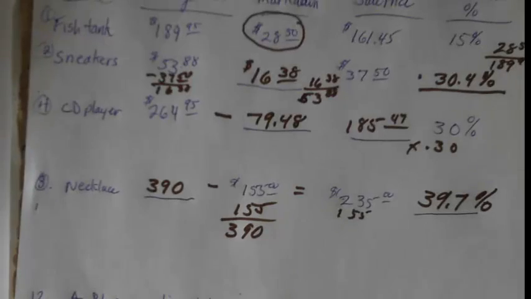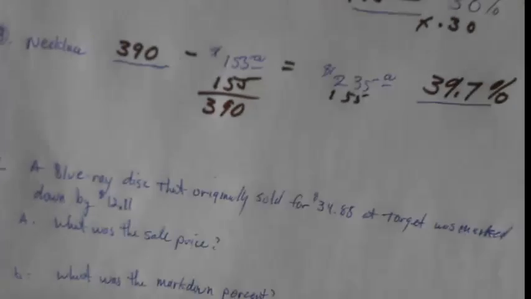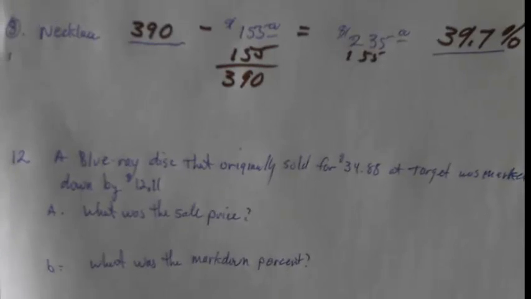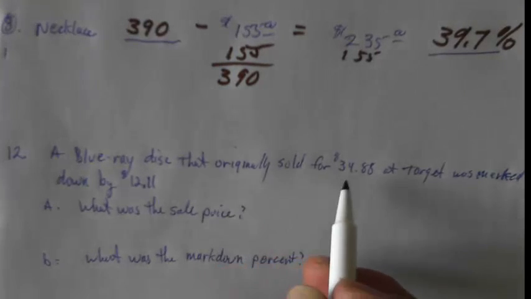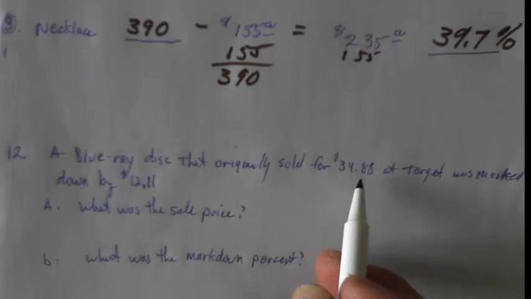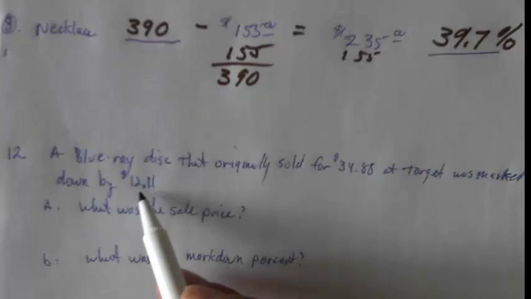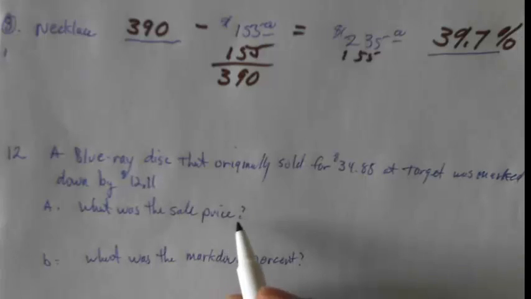Okay, let's look at a couple of the word problems. This is number 12 there. A Blu-ray disc that originally sold for $34.88 was marked down by $12.11. What was the sale price?